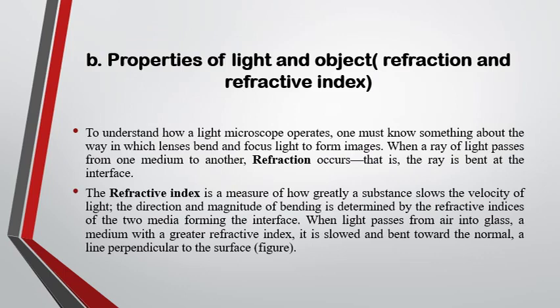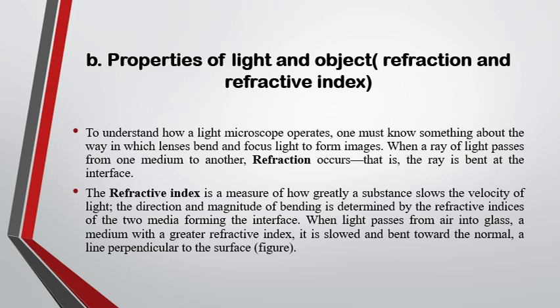So here we have the properties of light and object with reference to refraction and refractive index. First of all, let us discuss refraction. To understand how a light microscope operates, one must know something about the way in which lenses bend and focus light, or diverge the light, or converge the light. When a ray of light passes from one medium to another, refraction occurs. That is, the ray is bent at the interface. Later in the diagram we reveal it.